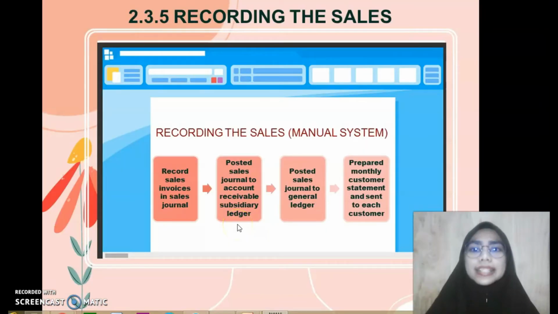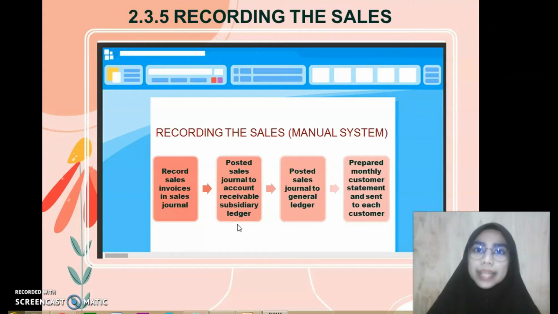Recording the sales. The steps involved in recording sales in a manual system. The first step is we record the sales invoice into the sales journal. The sales invoice is recorded in numerical sequence to avoid any missing invoice.